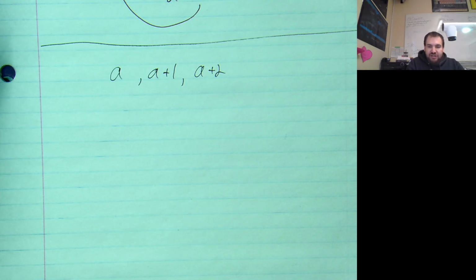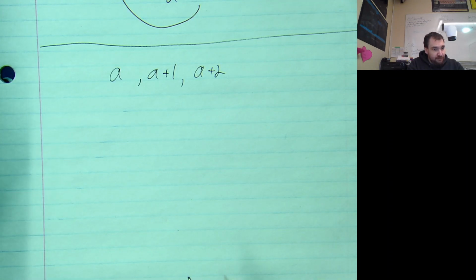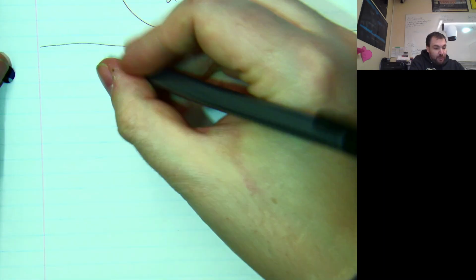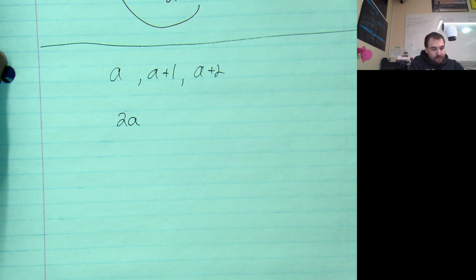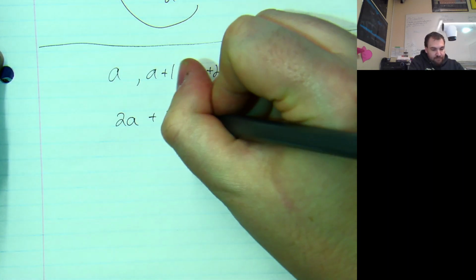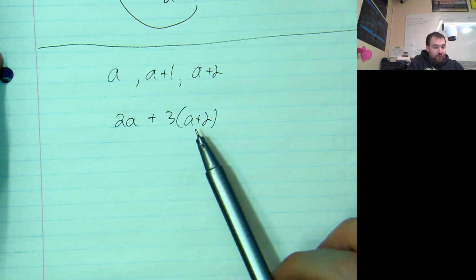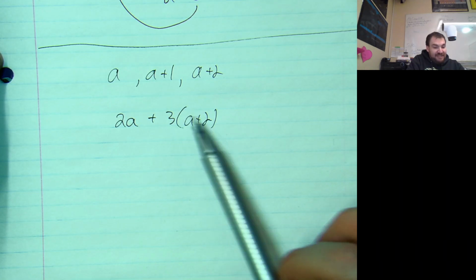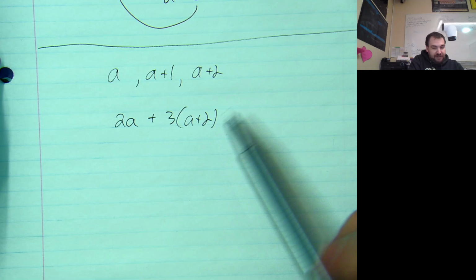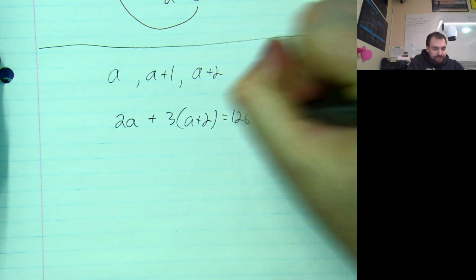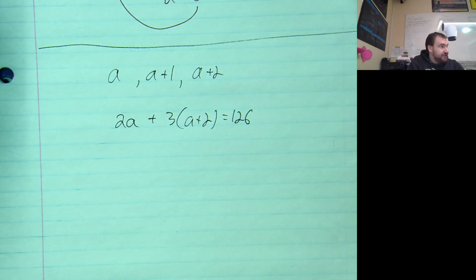I want these integers to sum how? I want twice the smallest and 3 times the largest. So how am I going to write that out? Kyla. So twice the smallest is 2a. Good. The important thing, you need to have that bracket there because you want to make sure you multiply 3 times the entire integer, which is the a plus 2, and that's going to equal 126. Now we can go through and solve.